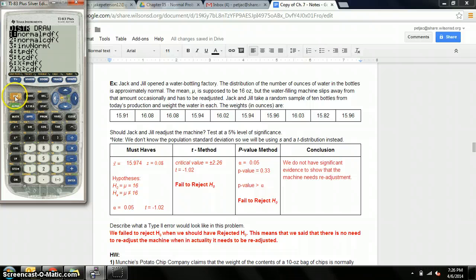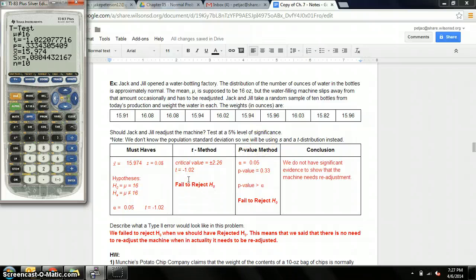It's going to ask for your area. Okay. So your area is based on your level of significance and what type of test it is. So this is a two-tailed test. Okay. We have a 5% level of significance, so that 5% is going to be split between each tail. 2.5% on each tail. So you put in 0.025. And then the second option is your degrees of freedom. So your degrees of freedom are going to be your sample size minus 1. So our sample size here, we had 10 bottles, so you take 10 minus 1, it would be 9.